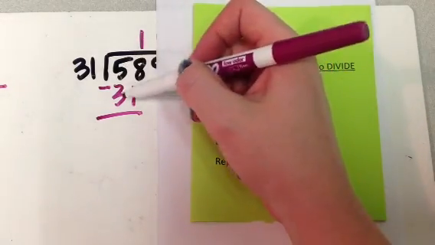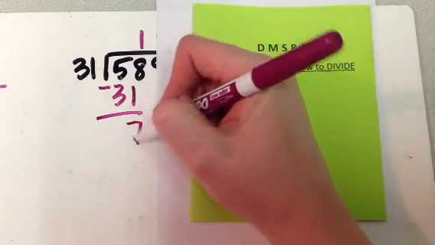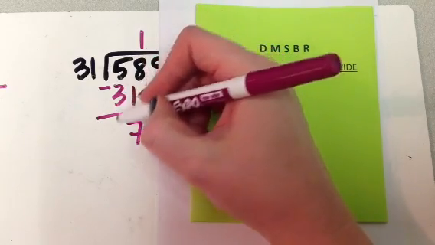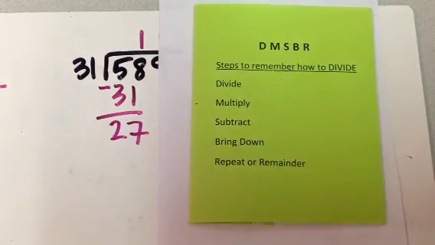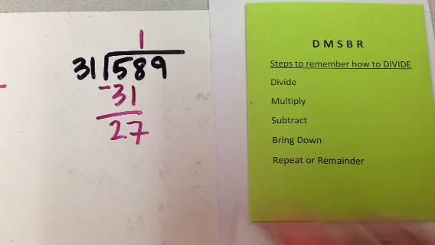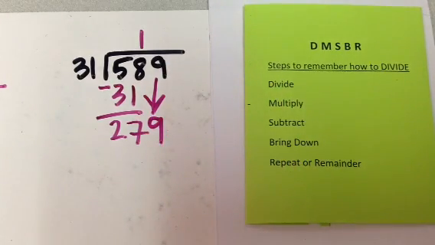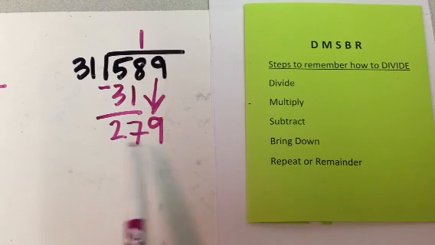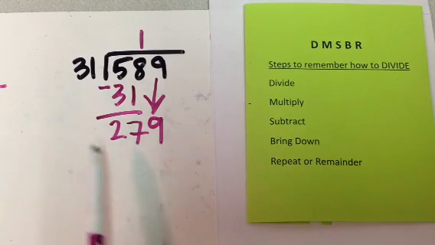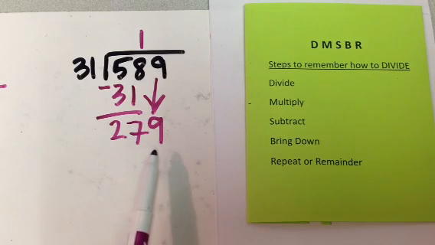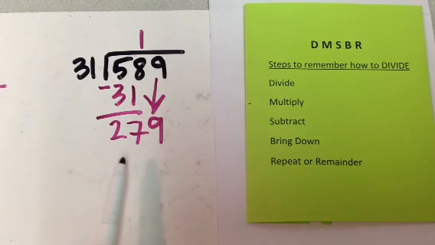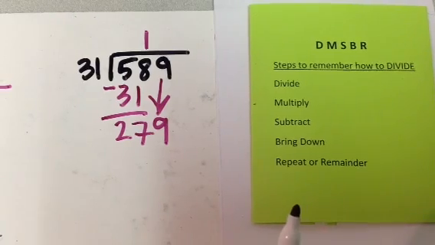58 minus 31, well actually 8 minus 1 is 7. 5 minus 3 is 2. Now I bring down 9. Wow! And now I repeat. This is a huge number, right? 31, can it divide into 279? Yes, it can. I don't know how many times though, right?